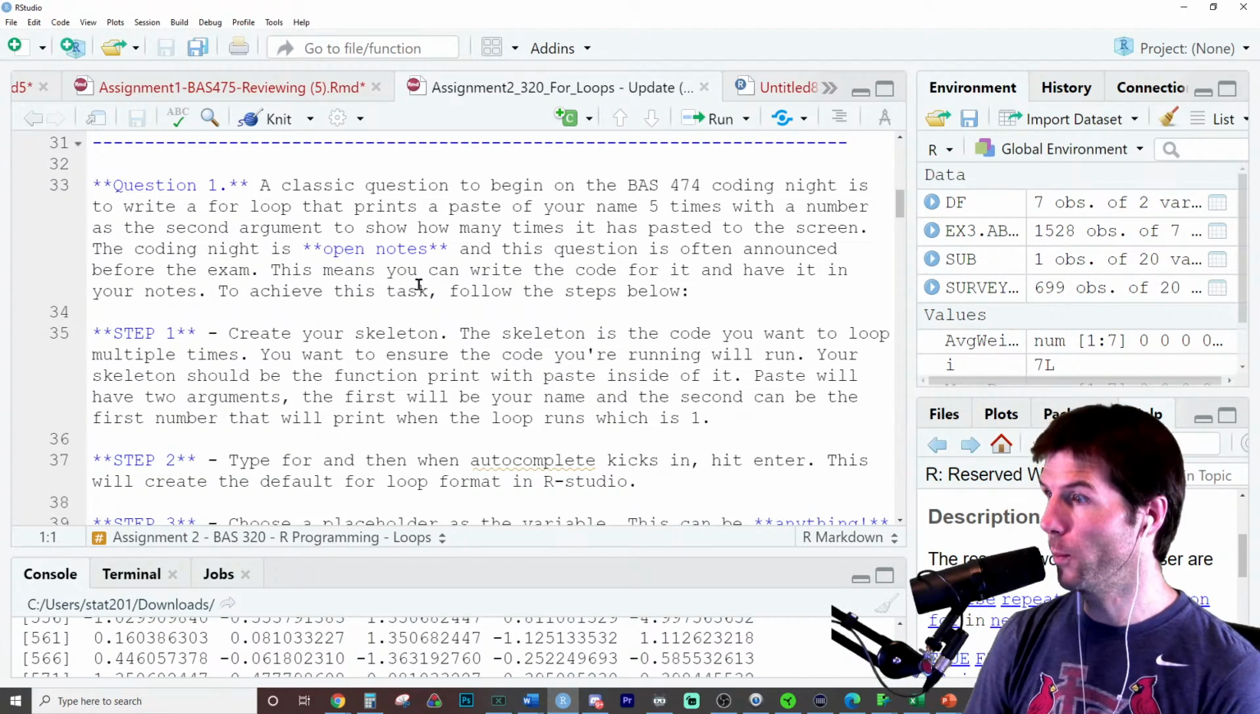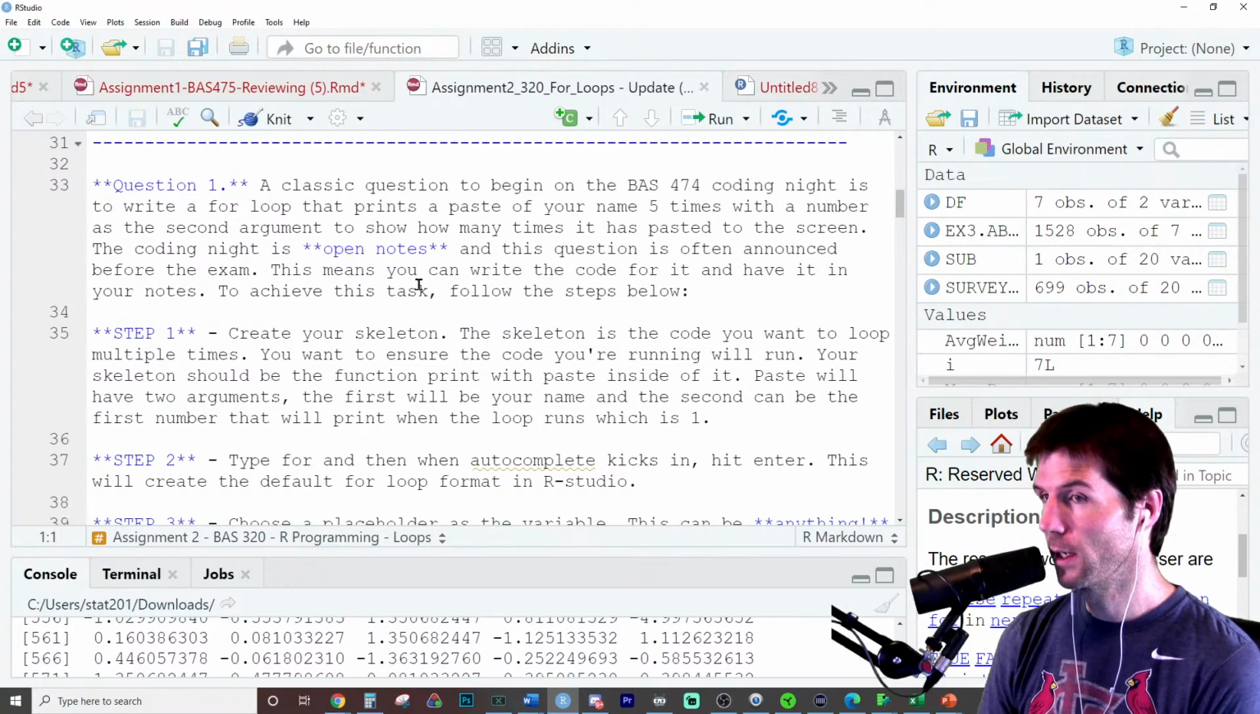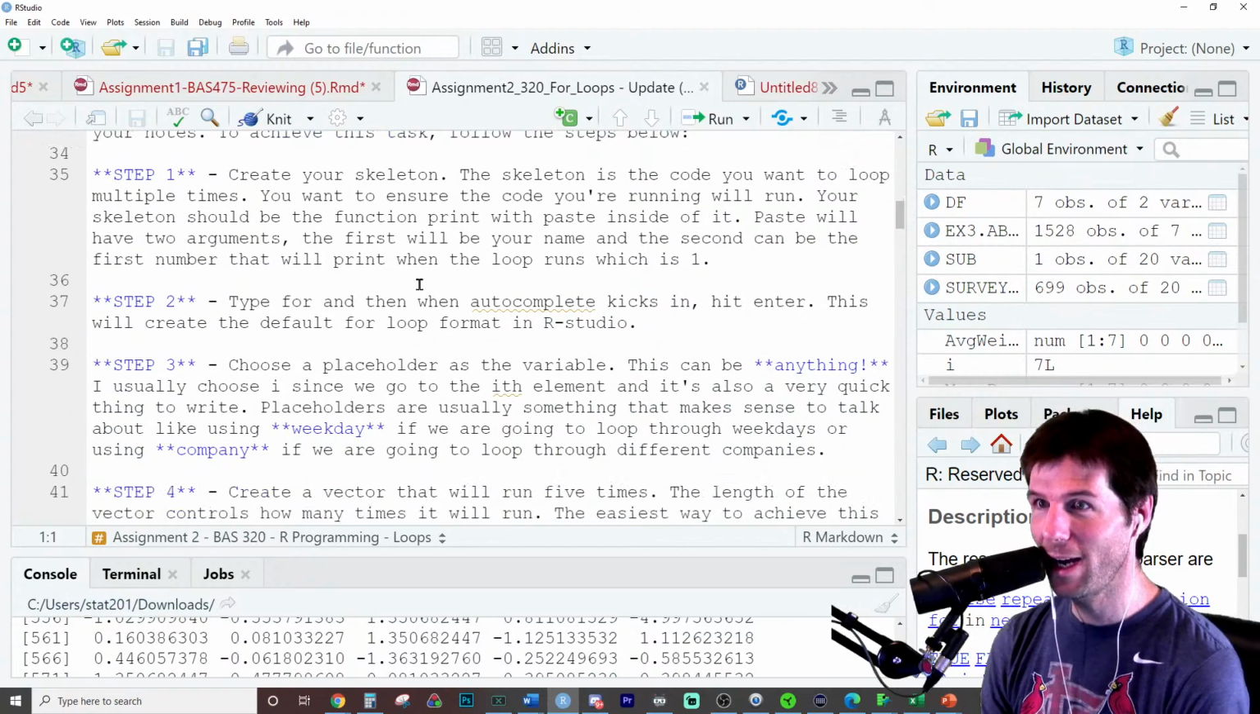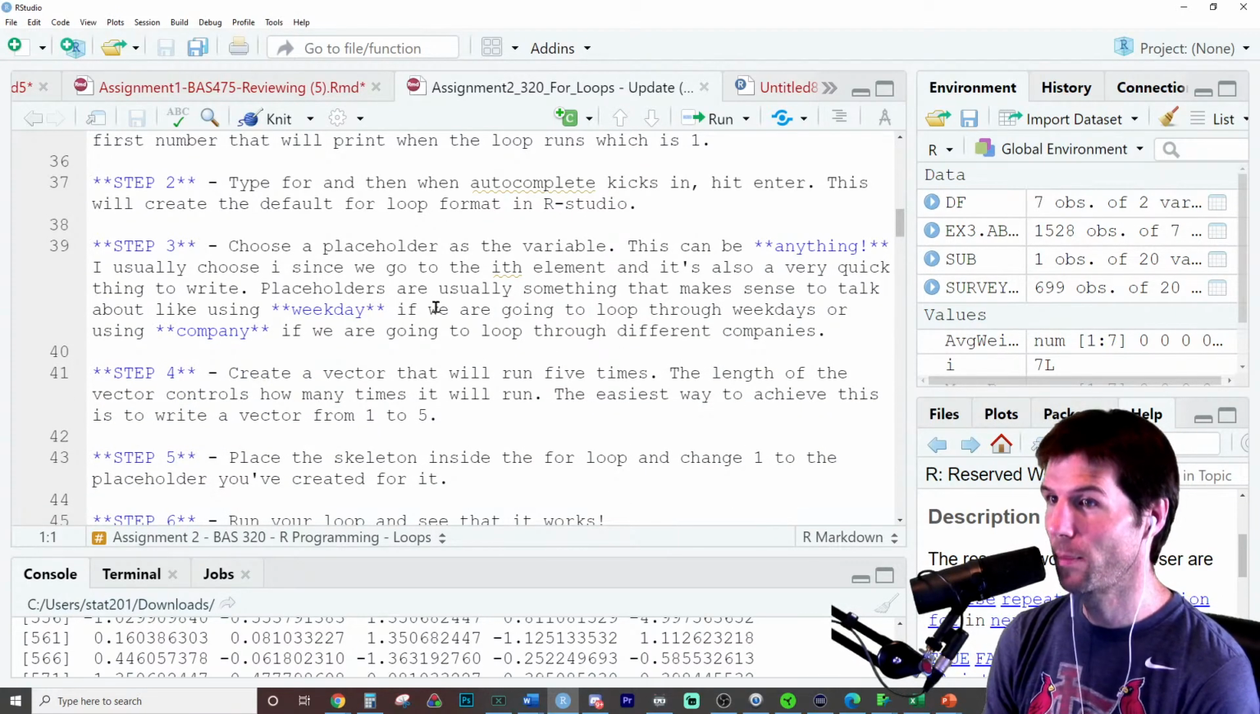The coding night is open notes. Yes. So I've asked people to do this, and then people can't do it, and I get really sad because I told them this was going to be on the exam.